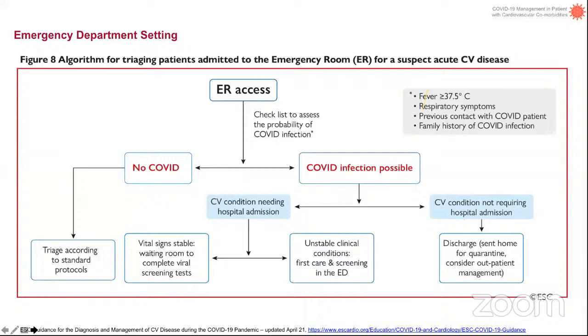Then for these patients, you quickly decide whether the patient is stable and does not require hospital admission. He is quickly sent home and advised home quarantine. If the patient needs admission, if he is stable, he stays in the waiting room, a separate waiting room.